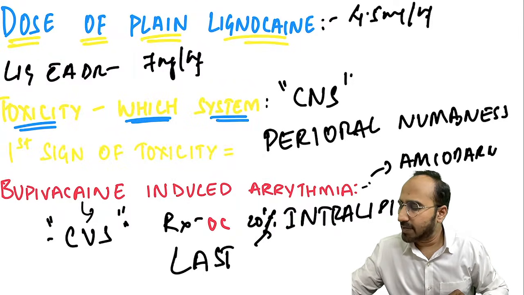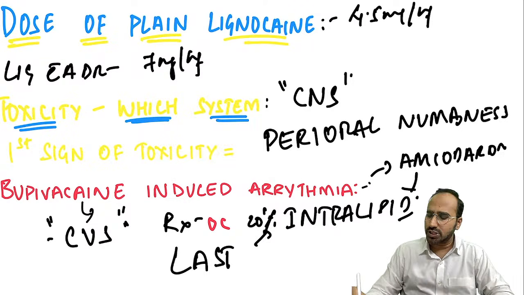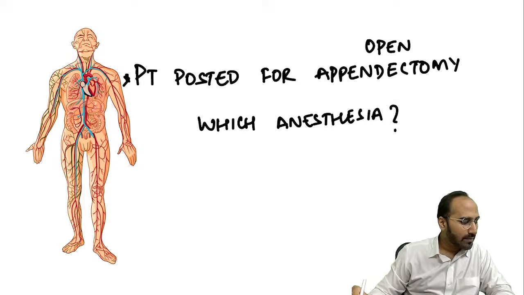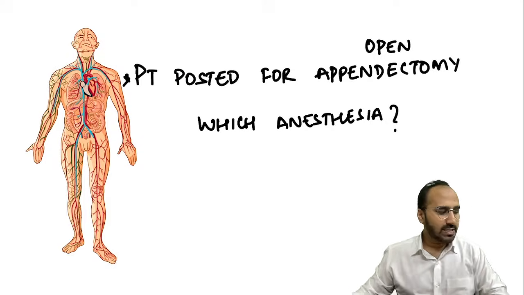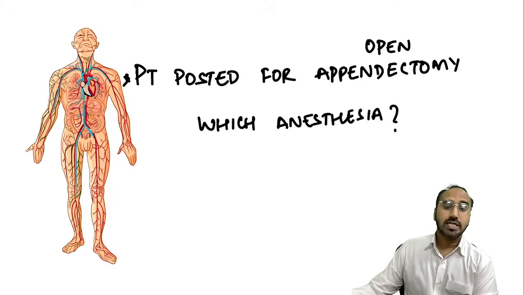But again, the treatment of choice for bupivacaine or lignocaine toxicity is always intralipid 20% solution. Is it clear, guys? For any local anesthetic systemic toxicity. Now, patient is posted for open appendectomy. Which anesthesia should be given?